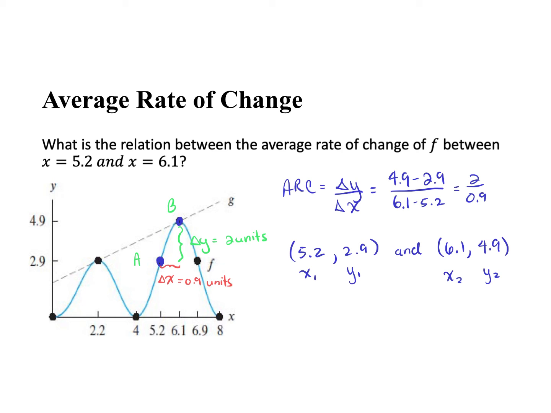So if I simplify this, it gives me a rate of change of 2.22. And here I don't really have any units, so I can't say units per units because we don't have any context. It's just x and y. We don't really know what x and y stand for. Okay.